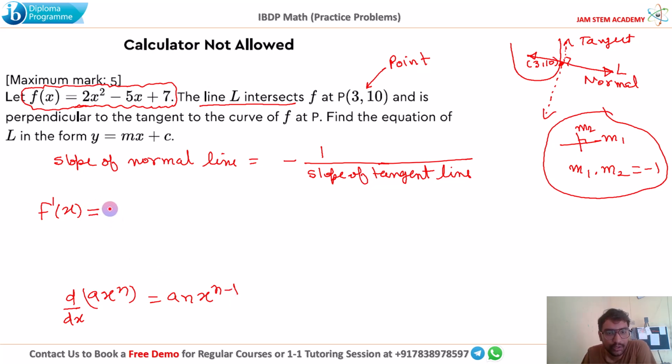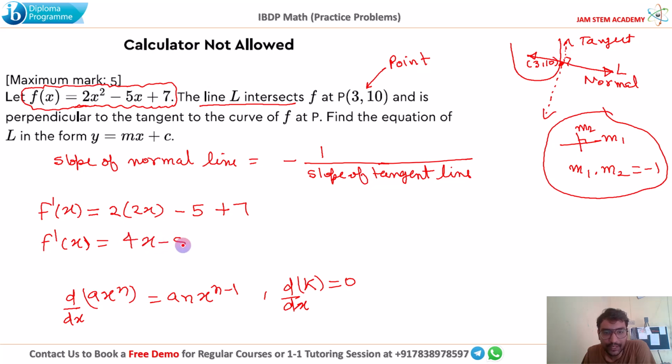So we got 2 as it is. The derivative of that x squared part will become 2x. Then negative 5x will give you negative 5 only. Then for 7 it is 0. The derivative of constant numbers is 0 only. Now f prime finally we got as 4x minus 5.